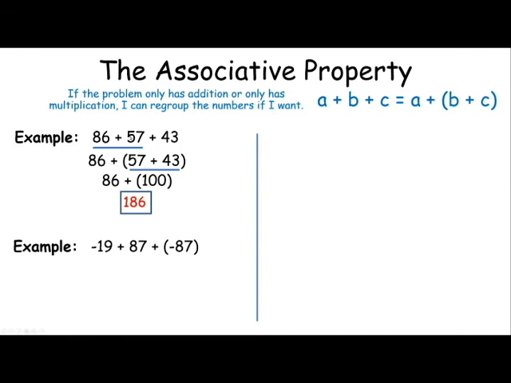Here's another example. This is probably from a higher grade. Ordinarily, order of operations says I need to do negative 19 plus 87 first. However, looking at this, I can say, wait a minute, 87 and negative 87 are opposites. If I were to add those together first, this would be a much easier problem to solve. So I regroup it and say, hey, let's do 87 and negative 87 to get a 0, because negative 19 plus 0 is easy to work with. You get that negative 19.